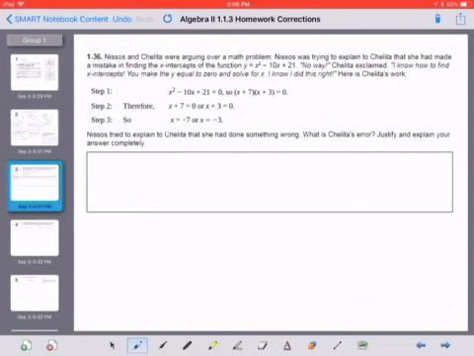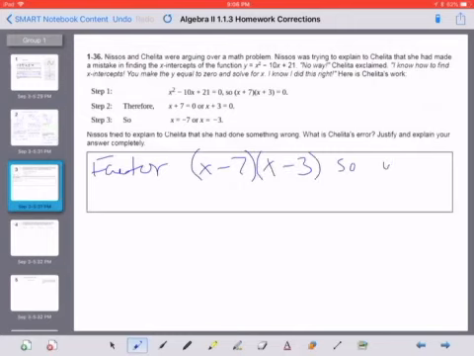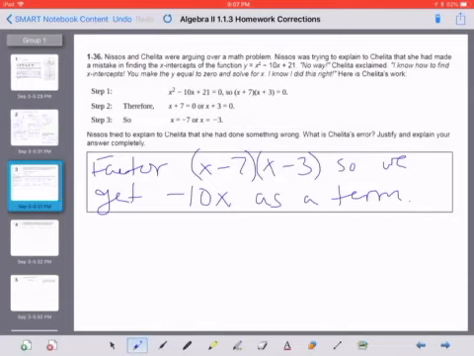Her actual error is in her step 1. When you factor, it needed to be x minus 7 times x minus 3. So we get negative 10x as a term. So she factored incorrectly. Even though 7 times 3 is positive 21, we needed that negative to get the negative 10x.